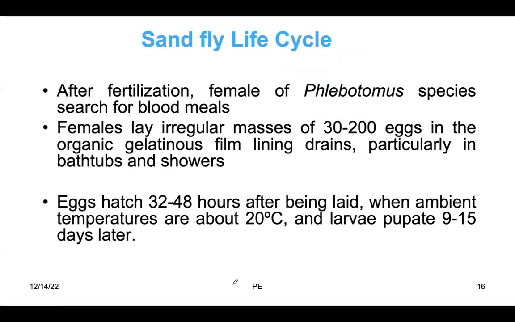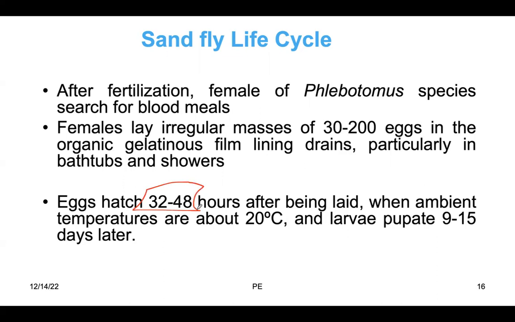The life cycle of the sandfly is as follows. After fertilization, the female Phlebotomus species search for blood meals, just like what happens in mosquitoes. Females lay irregular masses of 30 to 200 eggs in organic gelatinous films in the drains, particularly in bathtubs and showers. Eggs hatch 32 to 48 hours after being laid, pretty quick. At ambient temperatures of about 20 degrees, larvae pupate 9 to 15 days later.